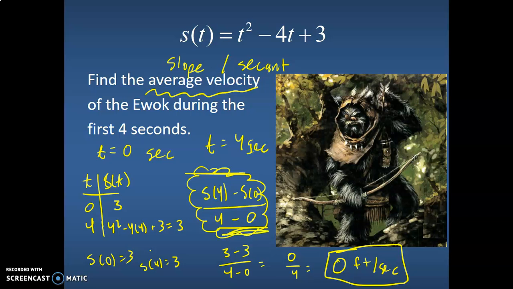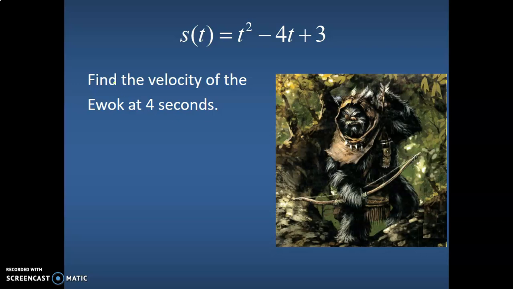All right, find the velocity of the Ewok at 4 seconds. If you don't see the word average, you're going to assume that it's the instantaneous velocity. So if I want to know the velocity at any given time, I can just take the derivative of my position equation. The derivative of position is my velocity. In this case, it would be 2t minus 4.